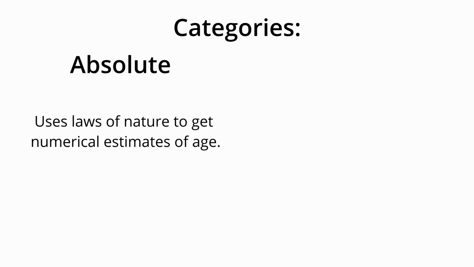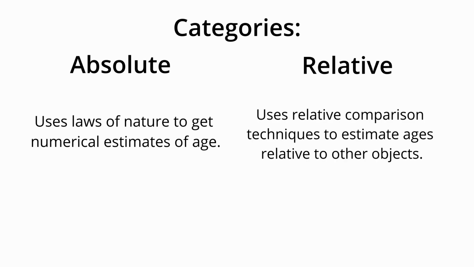Now that we know how fossils are formed, we can begin to talk about dating techniques. Dating techniques have two major categories: absolute techniques, which use laws of nature to give numerical estimates of age, and relative techniques, which use comparative analyses to compare the relative ages of several objects. To start, we'll look at radiocarbon dating, a type of dating that can be done on organic matter such as bones. The idea of radiocarbon dating is based on the carbon life cycle.